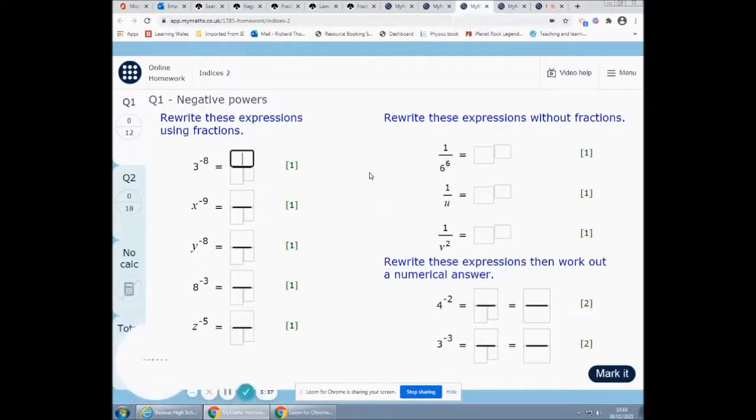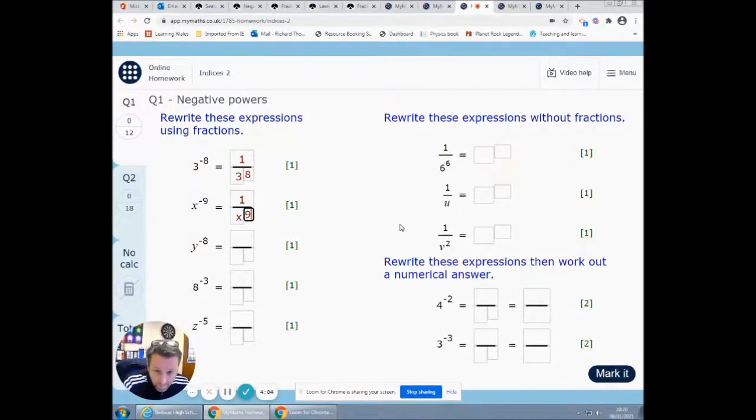Let's quickly go through indices task 2. This is mainly about negative indices on this page. So don't forget, a negative indice just produces a reciprocal. So 3 to the minus 8 is just the same as saying 1 over 3 to the power 8. X to the minus 9 is just the same as saying 1 over x to the power 9, and so on.